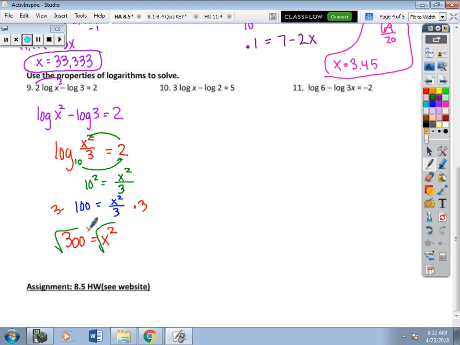And just for fun, let's leave this in simplest radical form. What would I break it down into? 300. The largest perfect square that goes in. Abby? 100. 100, yes. So we'll break this into the square root of 100 and the square root of 3, which will be 10 root 3. Technically positive or negative, but you're not going to take the log of a negative number. You'll get that error.